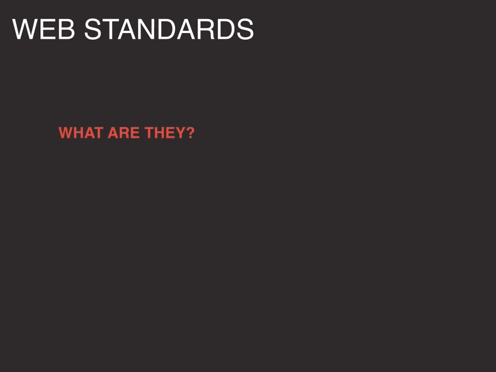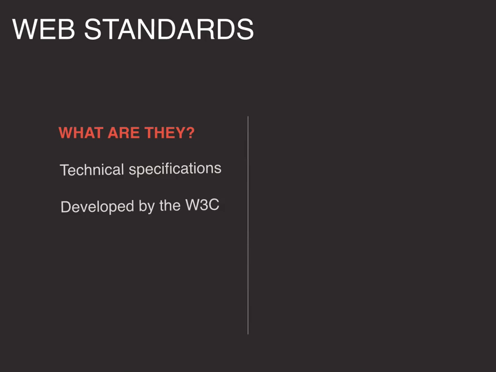So a way to ensure that is using these things called web standards, which are technical specifications that were developed by a group called the W3C, the World Wide Web Consortium. And the whole idea is they write specifications that tell us how to write certain web technologies like HTML and CSS to create web pages.